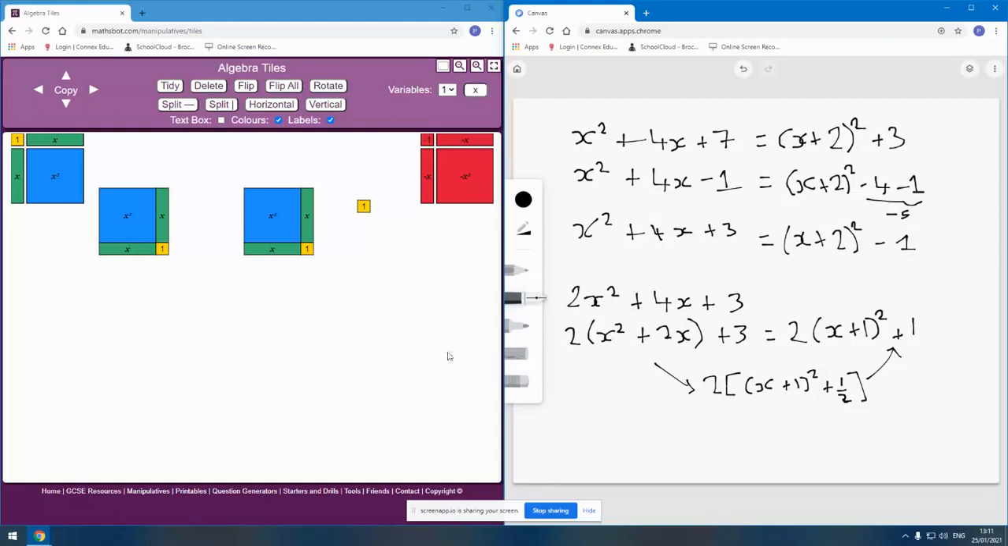Okay, so that is my short video on completing the square and how you might help learners make sense of what's going on with completing the square, both using manipulatives and visuals, and working through things like why the coefficient of x is going to be halved and stuff like that.